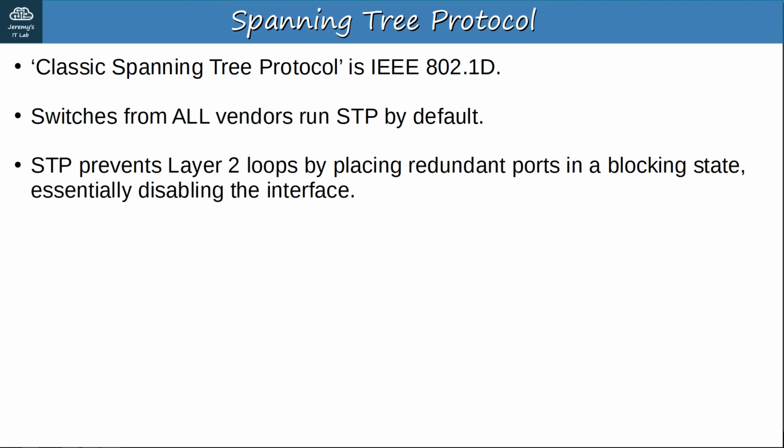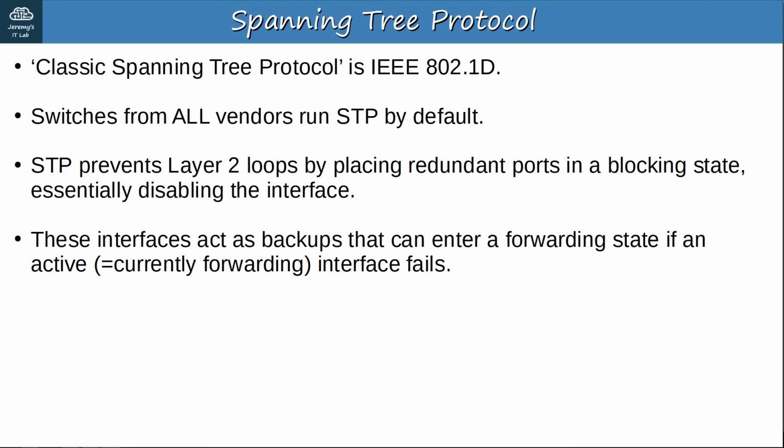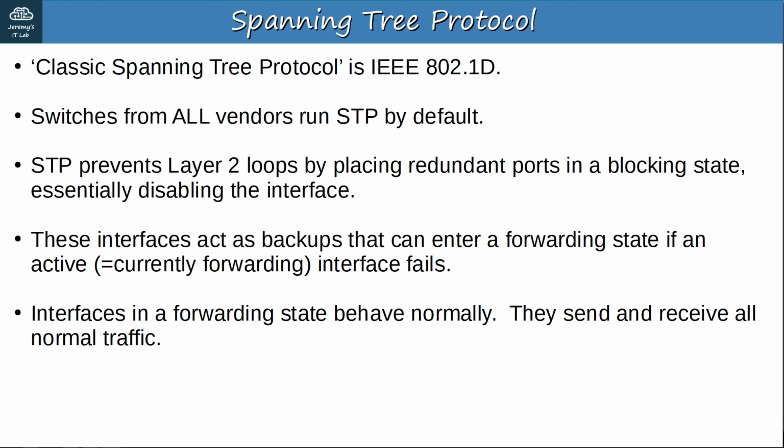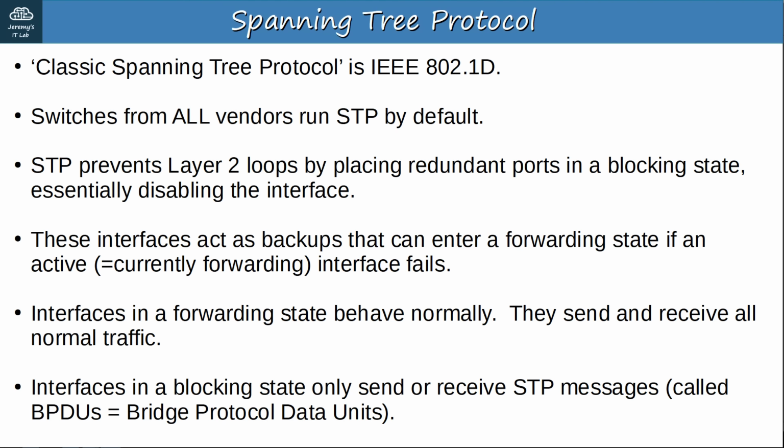STP prevents layer 2 loops by placing redundant ports in a blocking state, essentially disabling the interface. These interfaces act as backups that can enter a forwarding state if an active interface, meaning an interface that is currently forwarding, fails. Interfaces in a forwarding state behave normally. They send and receive all normal traffic. However, interfaces in a blocking state only send or receive STP messages called BPDUs, or Bridge Protocol Data Units, and some other specific traffic. Before going more in depth, let me talk about that word bridge.